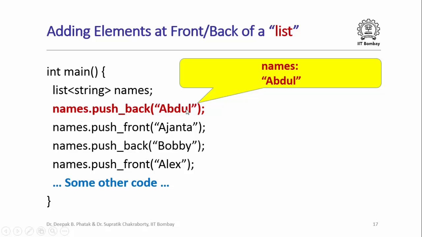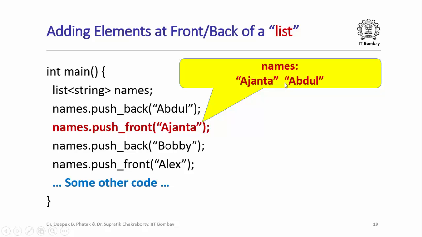However, after having done that, once I've got a list containing a single element, note that this single element is both the front of the list as well as the back of the list. So now when I execute push_front Ajanta, what it will do is it will push the string Ajanta to come at the front of the existing list. So my list was Abdul. So now at the front of that list, I will have Ajanta. So my list is now Ajanta followed by Abdul. Ajanta is at the front of the list. Abdul is now at the back of the list.